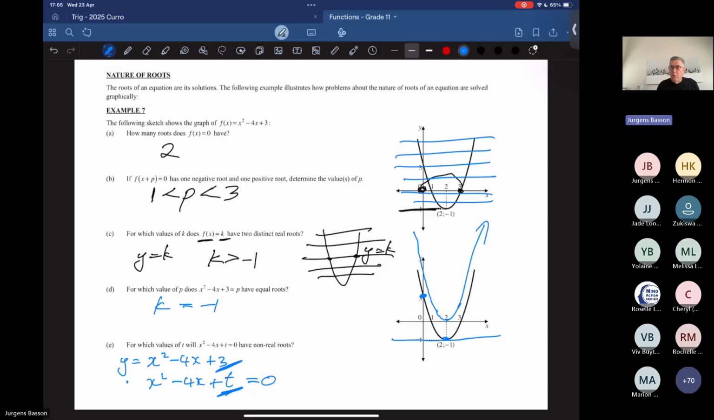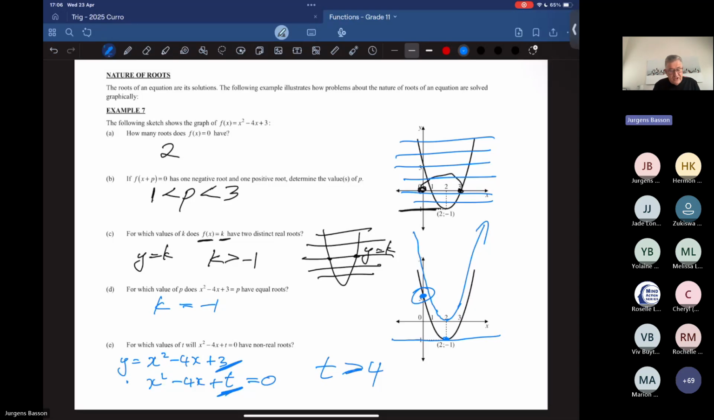But if we move it more than 1 up, there are no roots. Now, if I move more than 1, what will happen to the y-intercept? It is currently at 3. Do you agree the y-intercept will be more than 4? Because it's 3 plus more than 1. So that means t must be greater than 4. That t represents the y-intercept. I hope that makes sense. It is an awkward one, but please look at it carefully.